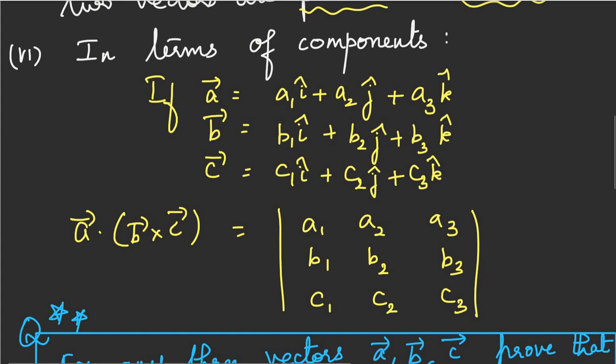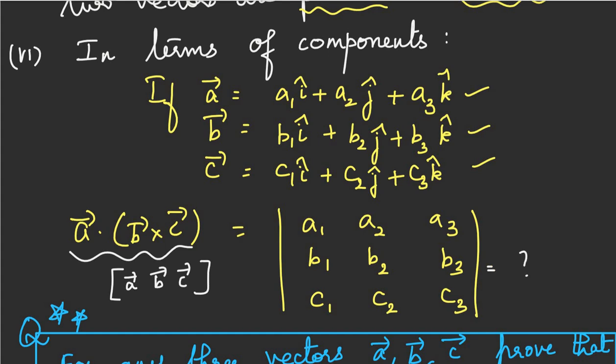In terms of components, A vector, B vector, and C vector are written as A1 i cap, A2 j cap, A3 k cap, and similarly B vector and C vector. Then the triple product or the box product of A vector, B vector, and C vector can be written in the form of a determinant, and expanding the determinant, we get the value of A cross B dot C, or it can be written as A dot B cross C.